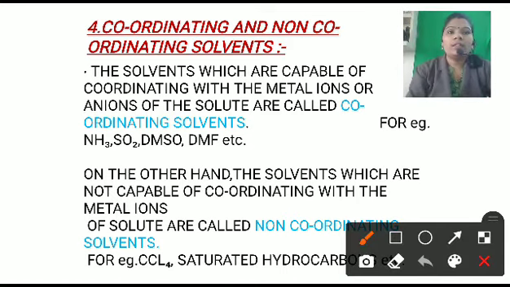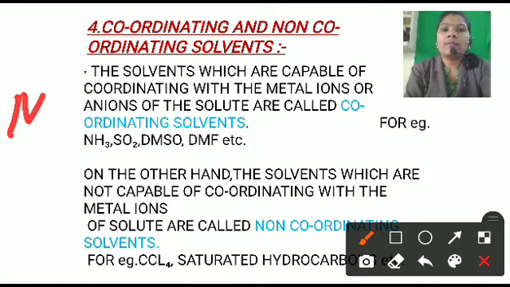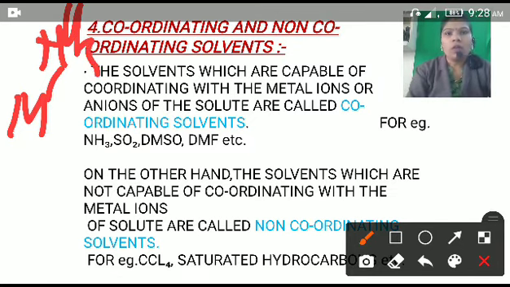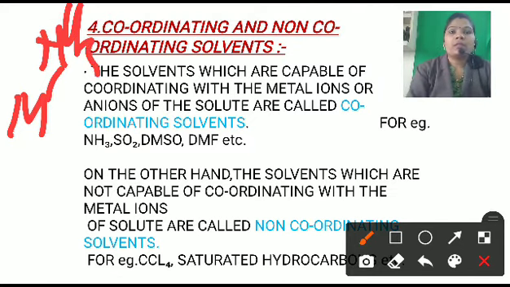These have the tendency to bond with the metal in this manner. Here this metal is bonded with the NH3. Here this NH3 is the solvent. That is called a coordinating solvent.